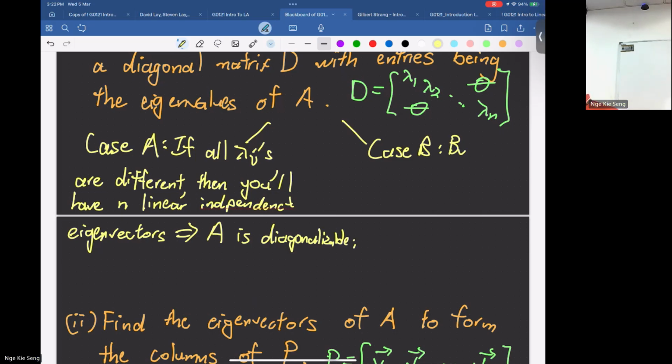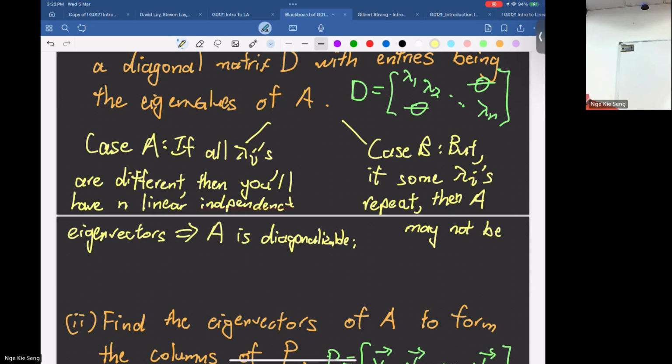But if some lambda i repeat, then A may not be diagonalizable. Can you think of why? The answer is multiplicity. Why? Not diagonalizable meaning you don't have enough linearly independent vectors to build your P. Why you don't have enough?